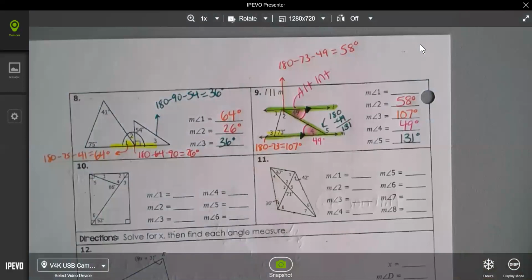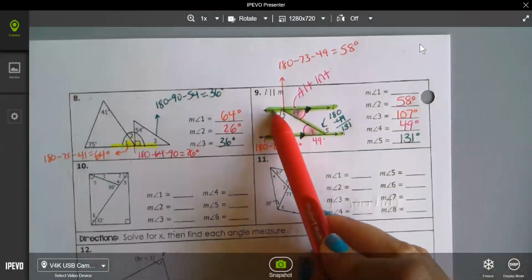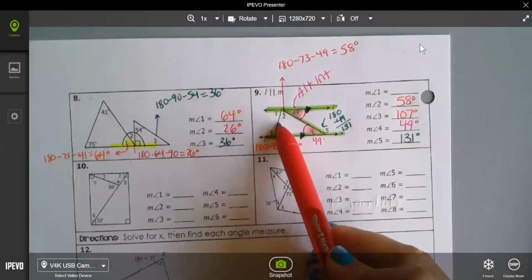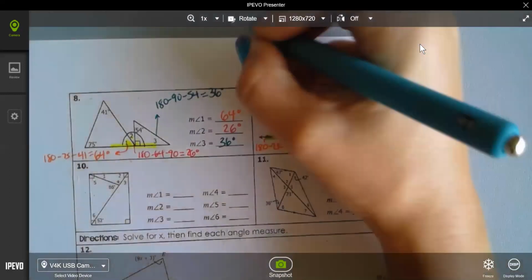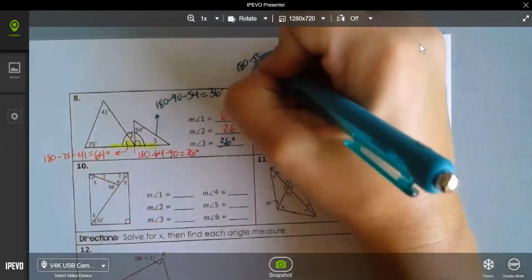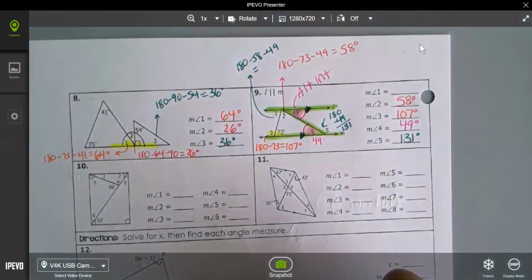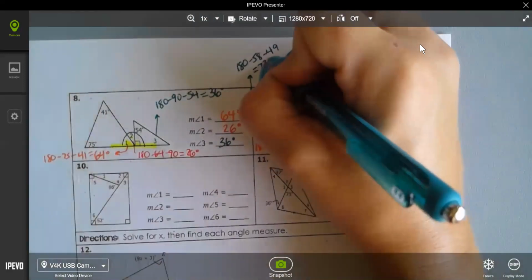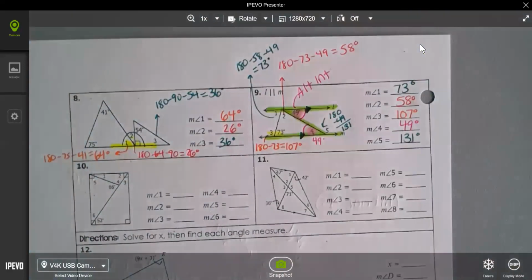And then, what do I know about angles 1, 2, and 49? They lie on a straight line. All 3 of those angles need to add up to 180 degrees. So I'm going to do that up here, 180. I'm going to subtract away angle 2, and then subtract away the 49, and that is going to be 73. So angle 1 has to be 73 degrees.